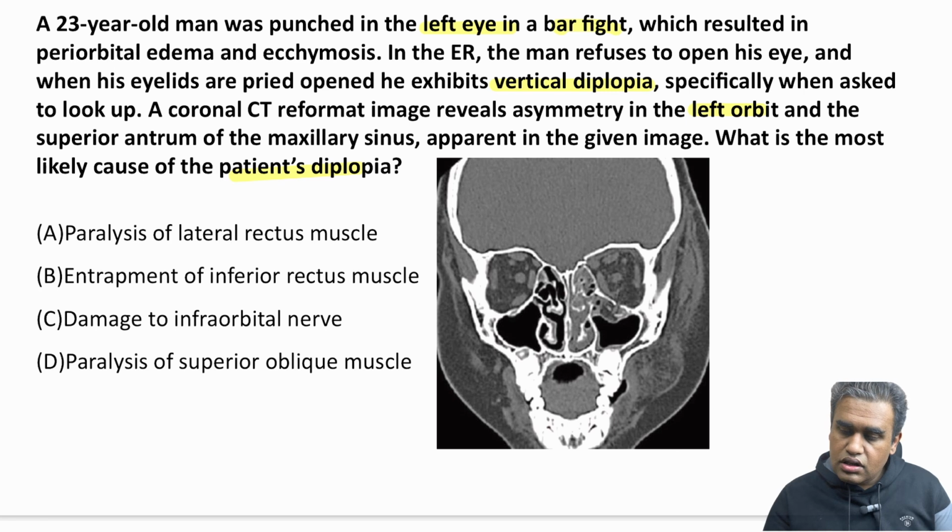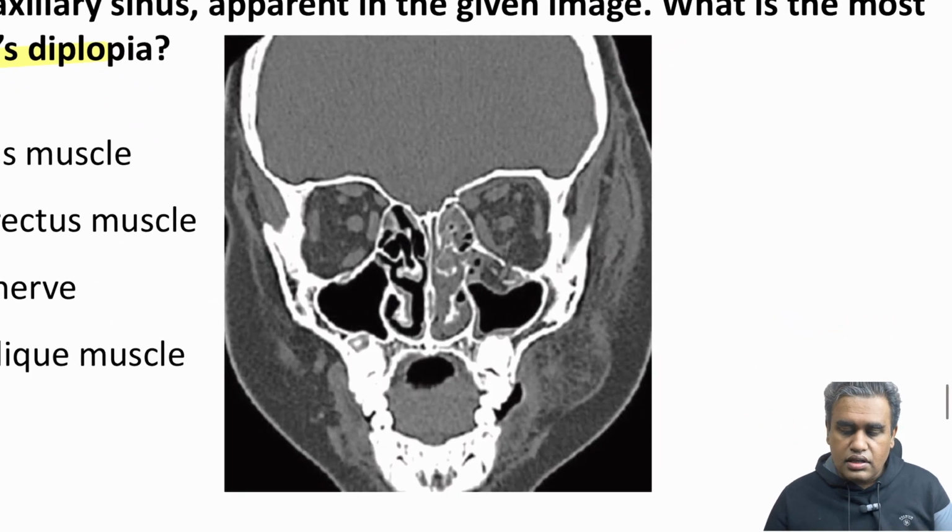Now, if you look at all these findings in this particular question, he was punched in the left eye, which led to edema and ecchymosis. He refused to open the eye, and when the eye was opened, he exhibited a vertical diplopia. Diplopia means seeing two images, specifically when asked to look up. The image is also given. What's the most likely cause? Now you can see the image over here, right? This is a coronal CT image.